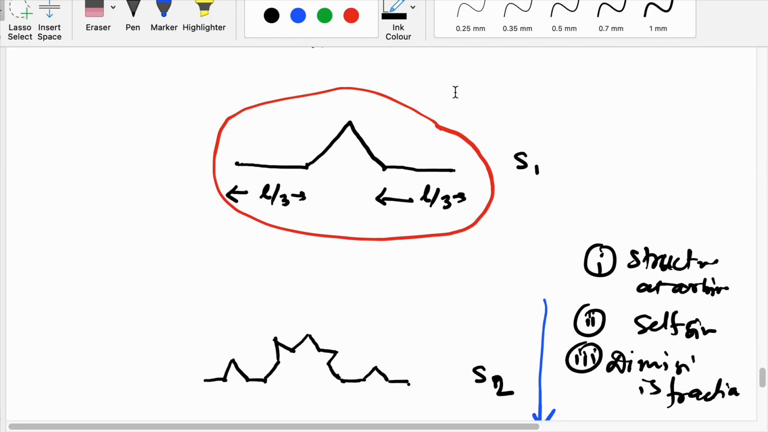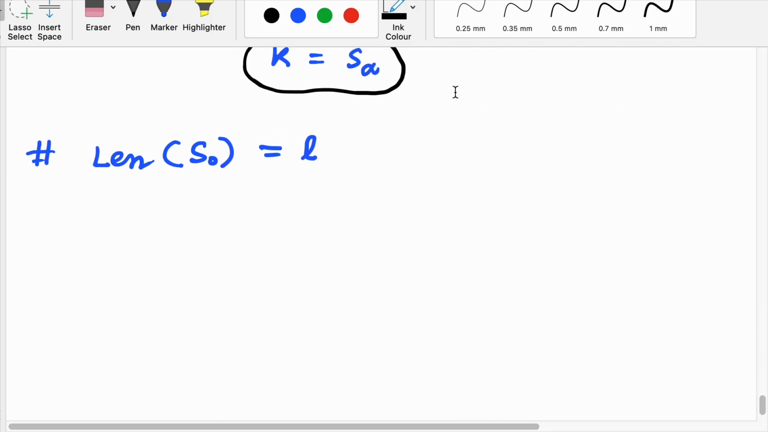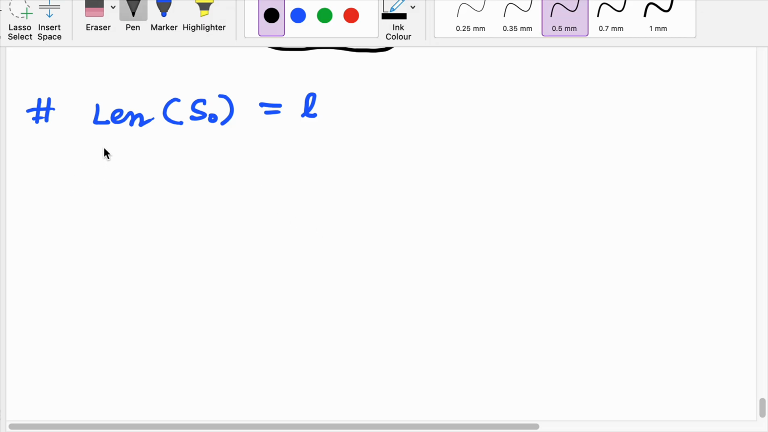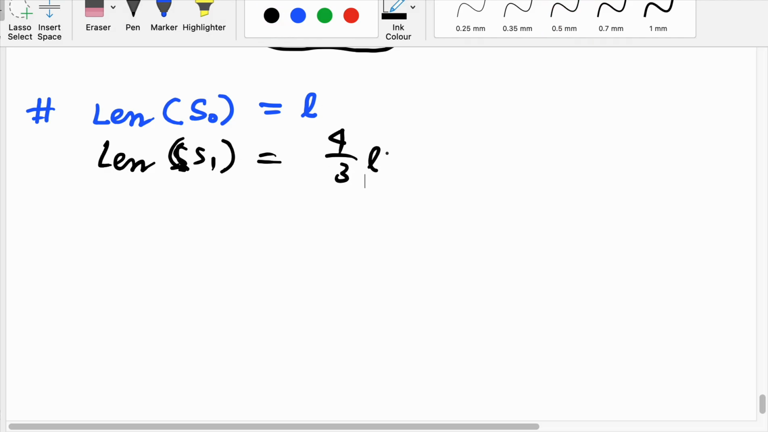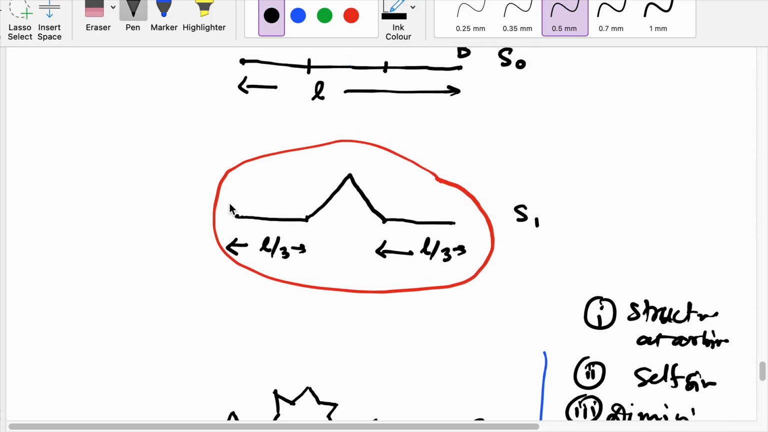we can say yes, indeed we can define it. If I get a finite amount of distance between A and B, then we can define the dimension the way we have discussed, the minimum number of coordinates required to describe it. So first S0. Now the length of S1 will become 4 by 3 L. Why? This is L by 3, this is L by 3, this is L by 3, this is L by 3. 4L by 3 is required to reach from point A to point B.